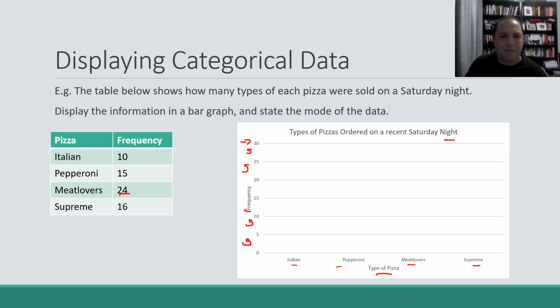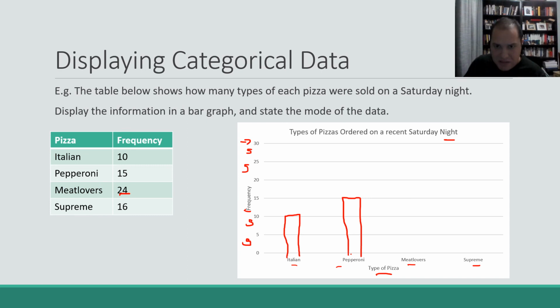Now for our bars, all we do is we look at where we've got our first column. So for Italian, we'll draw our bar upwards to 10, across and down. Now obviously when you've got a ruler, you can draw those bars nice and neat, and you'll have some graph paper to draw those on as well to make sure you're consistently going up to the correct height each time. For pepperoni, we'll go up to 15. So up here. Now these columns should be the same width as well. So for a bar graph, the columns all have the same width.